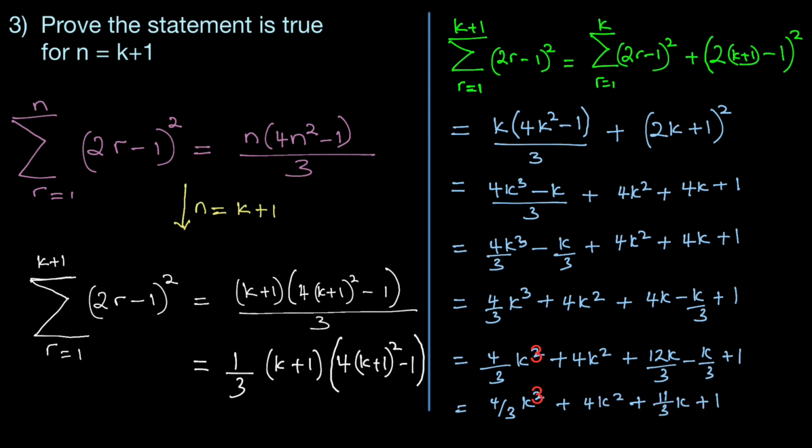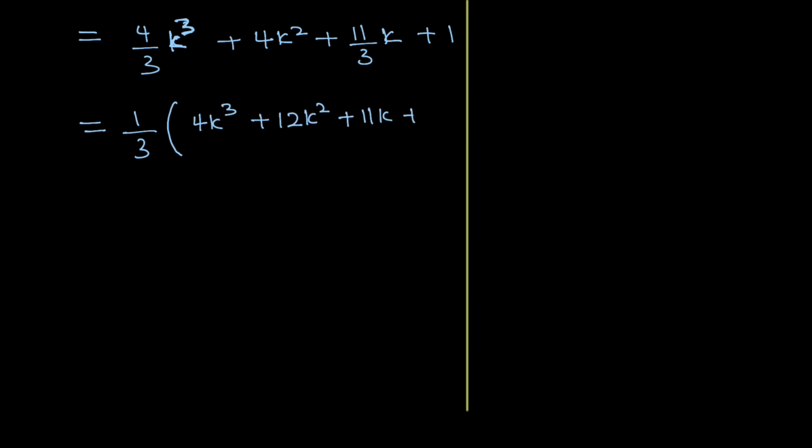This is 4k cubed. And that's a cube as well. Let's write the equation down again, where we got to. So this is where we got to. Now what we need to do is we need to take out a third. If I take out a third, I'm going to get the 4k cubed plus 12k squared. I need to multiply everything by 3.